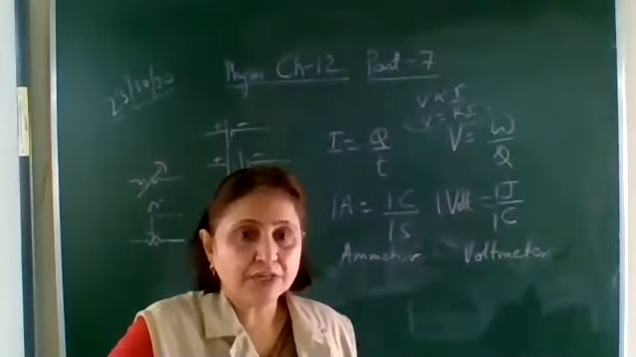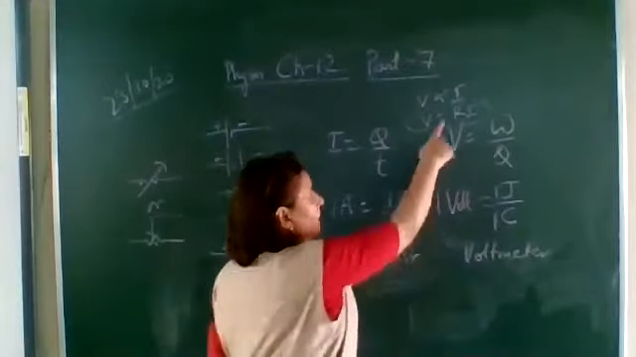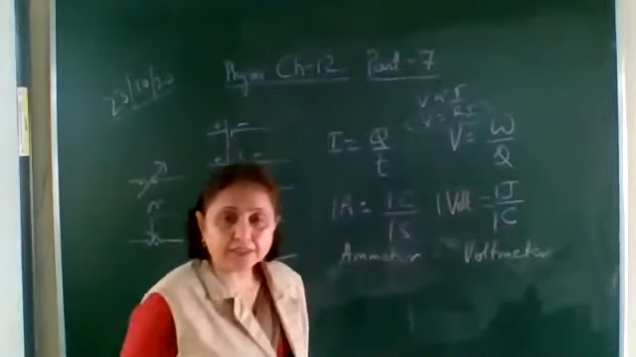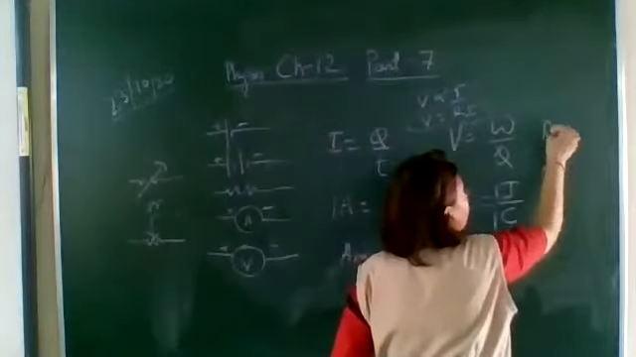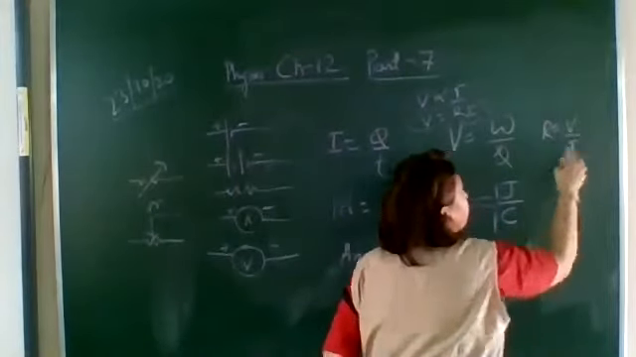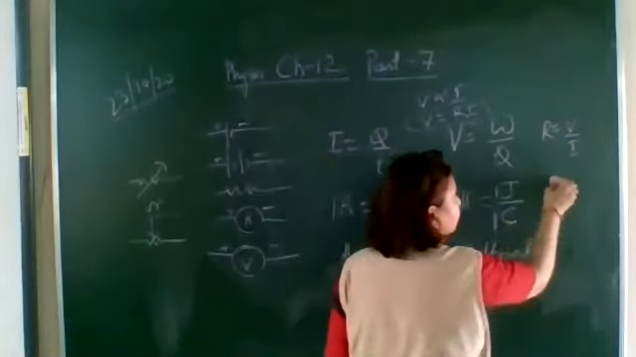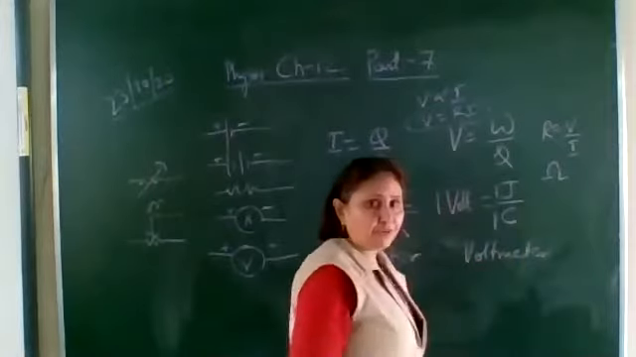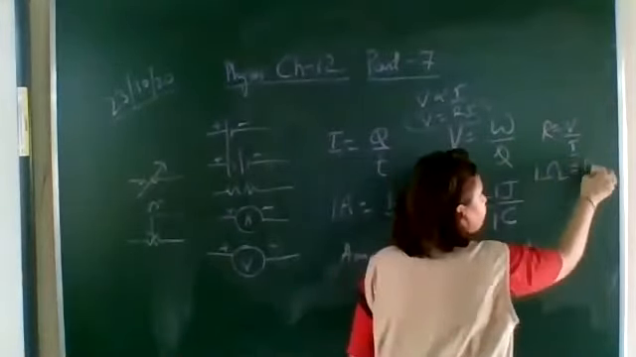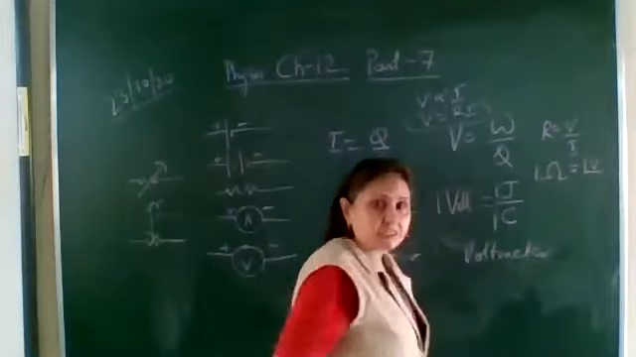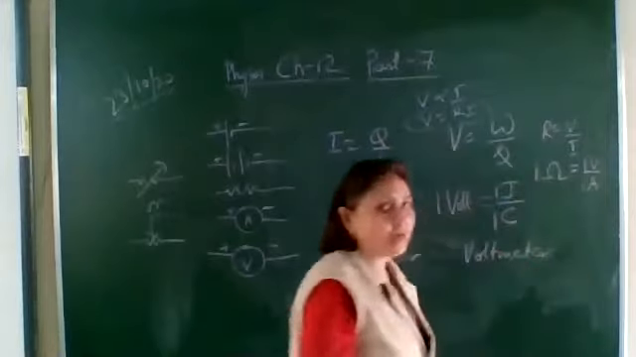Okay, it is constant for a given conductor only if the physical conditions are constant. So R is equal to V upon I. Resistance is equal to potential difference per unit current. Its unit is ohm, which is represented by the Greek symbol omega. 1 ohm will be the resistance of a conductor if the potential difference is 1 volt when the current flowing through that conductor is 1 ampere.